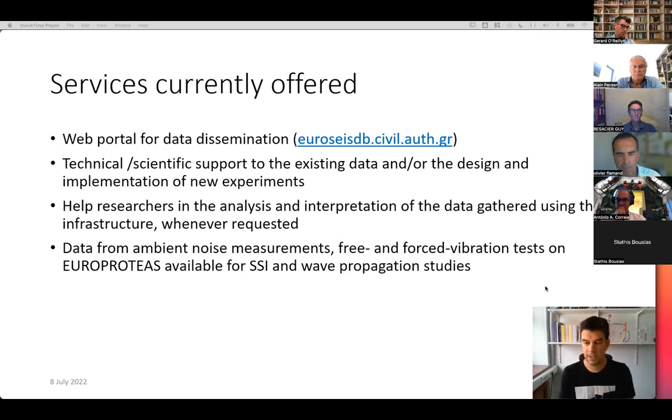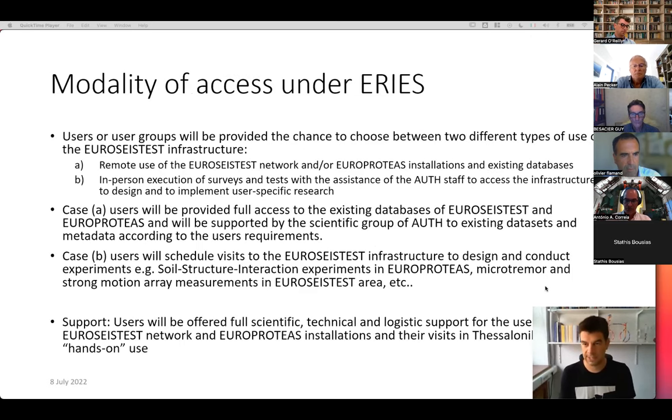And usually the tests that we perform are ambient noise measurements, free and forced vibration tests on EUROPROTEAS that are available for SSI and wave propagation studies. Of course, this can be expanded to other types of tests.